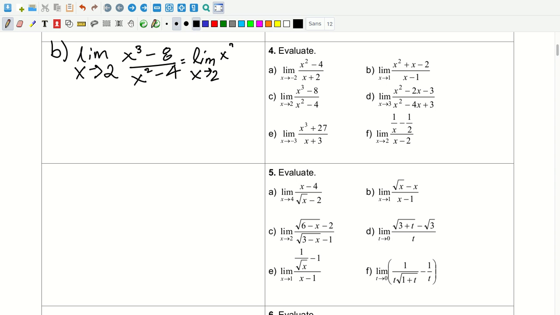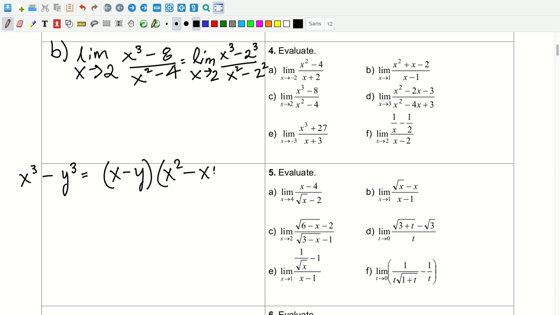So I can rewrite this as x cubed minus 2 cubed, all over x squared minus 4. And again, x squared minus 4 is a difference of squares, so I'm going to rewrite this as 2 squared just to drive the point home. There are a couple of formulas that I can use here. So x cubed minus y cubed equals x minus y times x squared minus xy plus y squared. This is a rule that we can use.